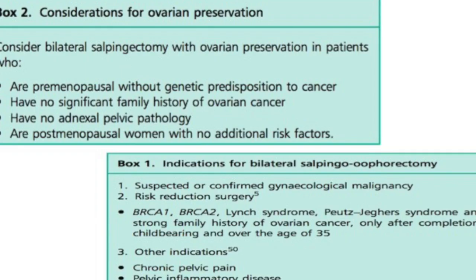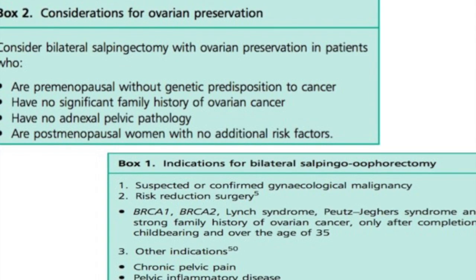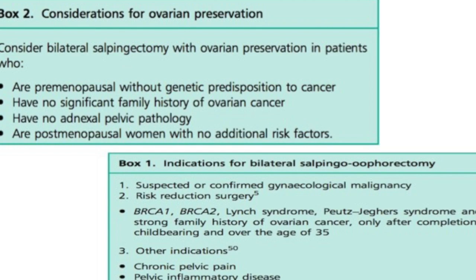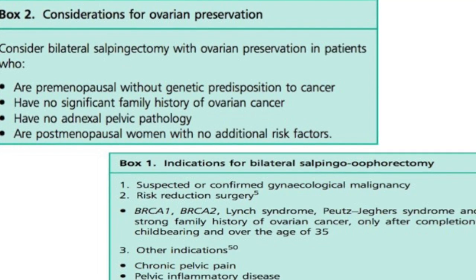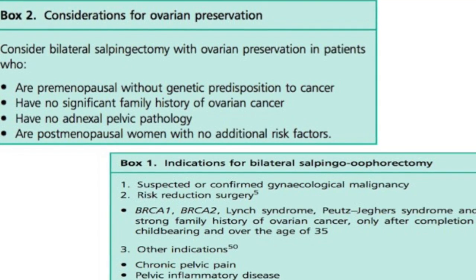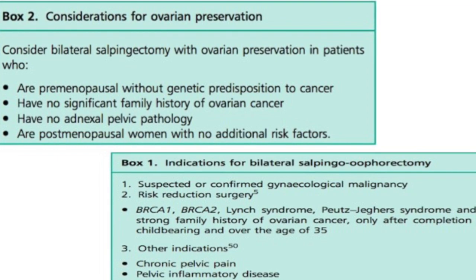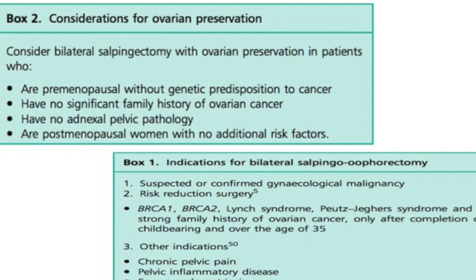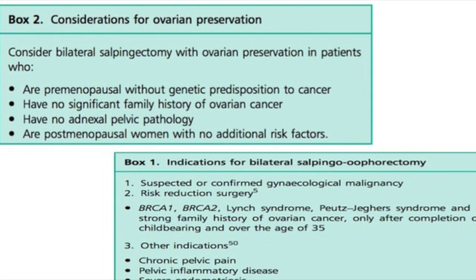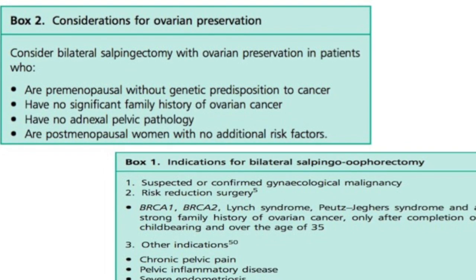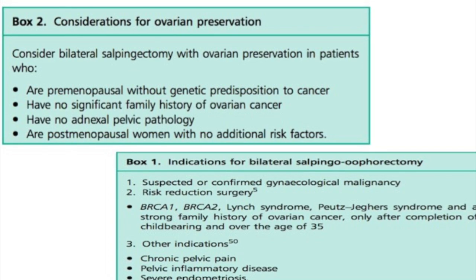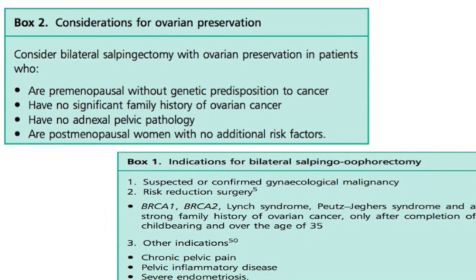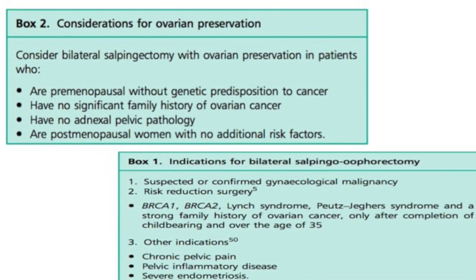Okay, so the next two green boxes. The first one is considerations for ovarian preservation. Consider bilateral salpingectomy with ovarian preservation in patients who are premenopausal without genetic predisposition to cancer, have no significant family history of ovarian cancer, have no head and neck pelvic pathology, and in postmenopausal women with no additional risk factors.